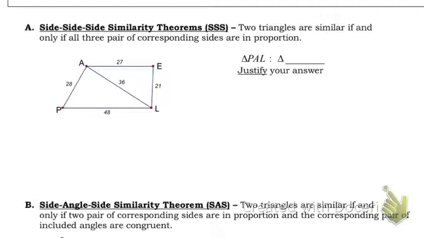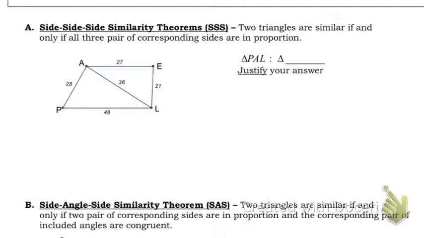All right, we have a new theorem to prove that two triangles are similar, and that is called our side-side-side similarity theorem, or SSS for short. That stands for: two triangles are similar if and only if all three pairs of corresponding sides are proportional. So if all of those sides are proportional to its side on the other triangle, then they're going to be similar triangles.